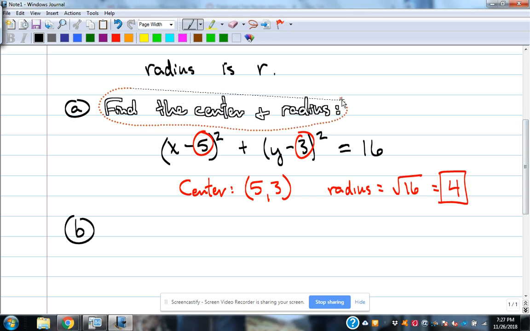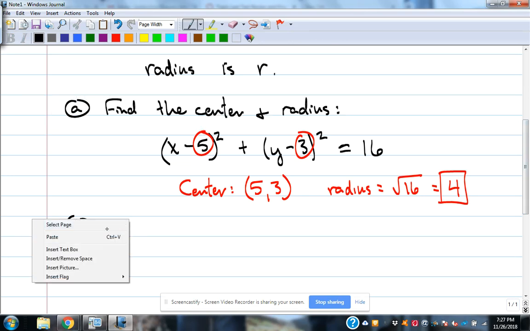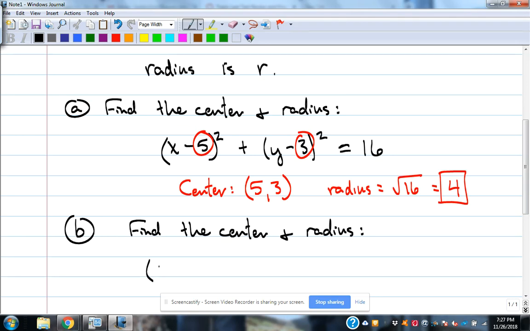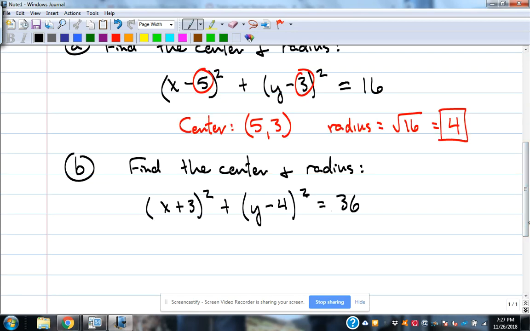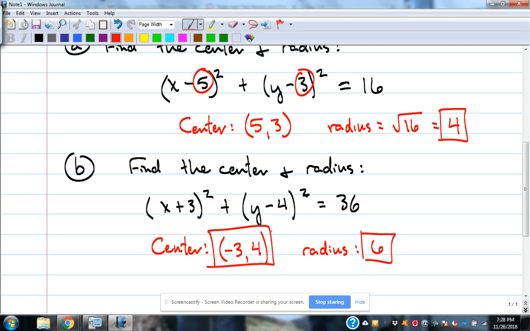Same instructions, find the center and the radius. And our equation is x plus 3 squared plus y minus 4 squared is equal to 36. What's the center? Negative 3, positive 4. The radius, 6. The square root of 36 is 6. Those are our center and the radius given in the equation.